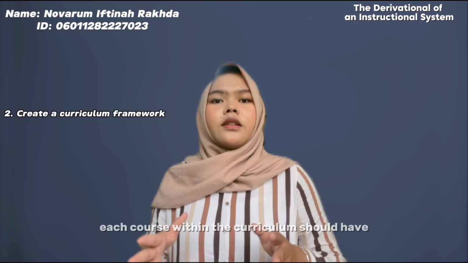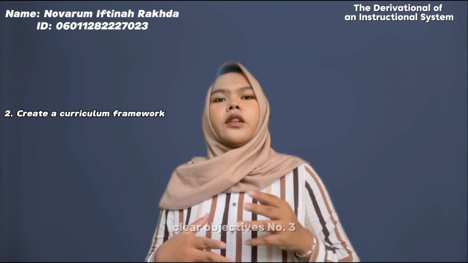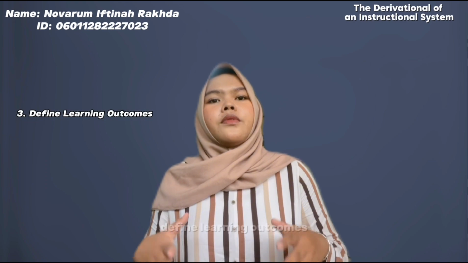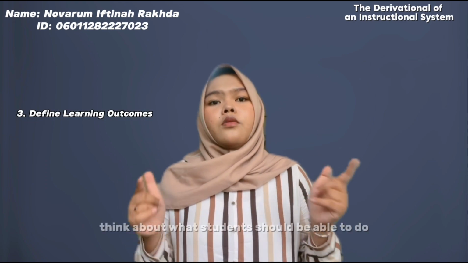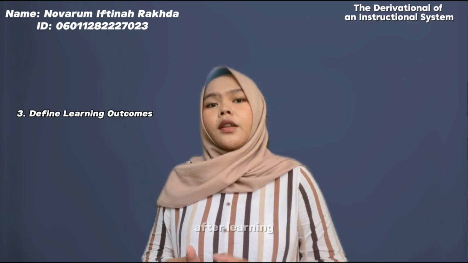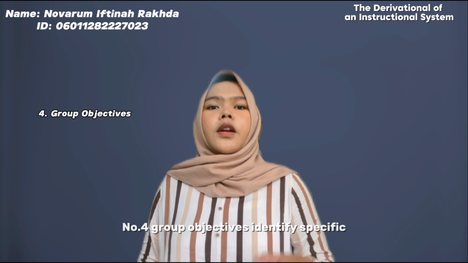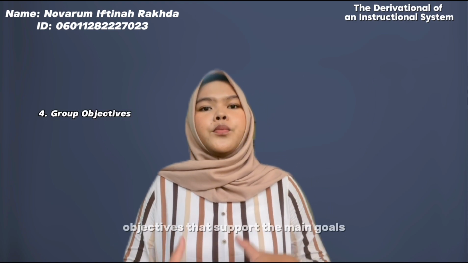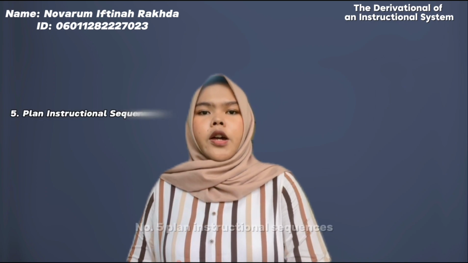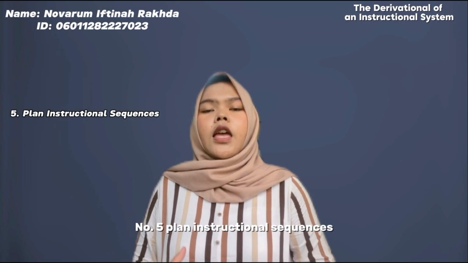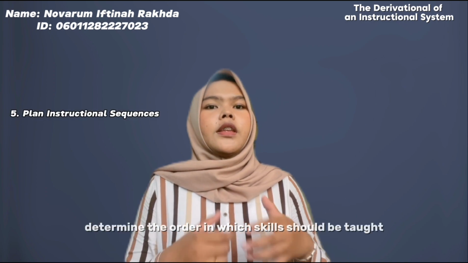Each course within the curriculum should have clear objectives. Number three, define learning outcomes. Think about what students should be able to do after learning. Number four, group objectives. Identify specific objectives that support the main goals. Number five, plan instructional sequences. Determine the order in which skills should be taught.